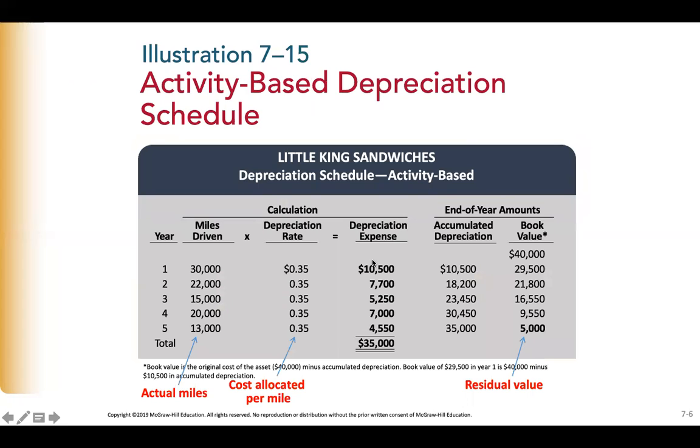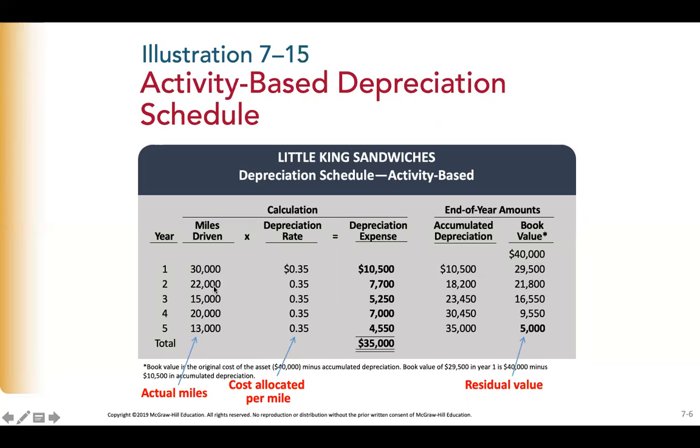From there, we can prepare a depreciation schedule based on actual miles driven. So in year 1, the vehicle was driven a total of 30,000 miles. We want to depreciate the vehicle at a rate of 35 cents per mile driven. So in year 1, we would take $10,500. Our book value was our cost minus our accumulated depreciation gives us a new book value.